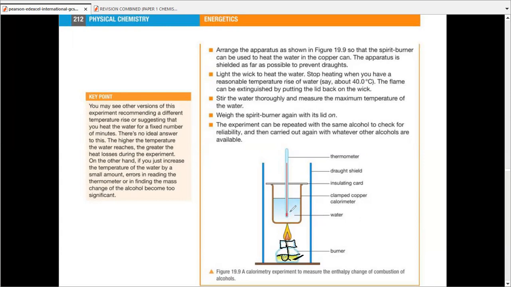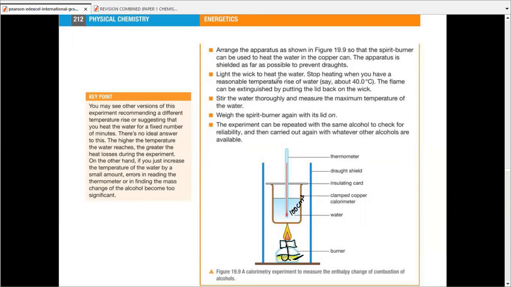We take exactly 100 cubic centimeter of water in this beaker with the help of a measuring cylinder so that we take the exact amount. We also insulate it with an insulating card or a lid. Then we put the thermometer in. We notice the initial temperature of water. We start burning the alcohol. And when you have a specific amount burnt out.